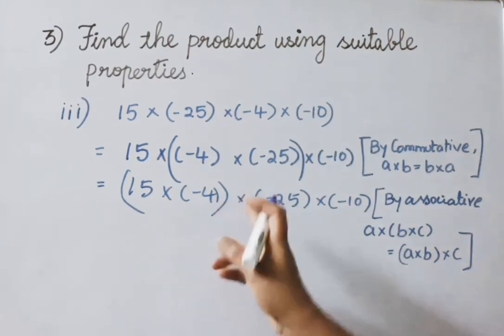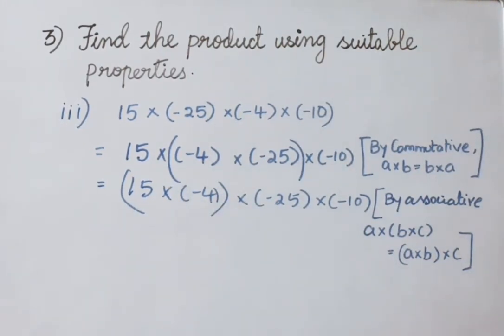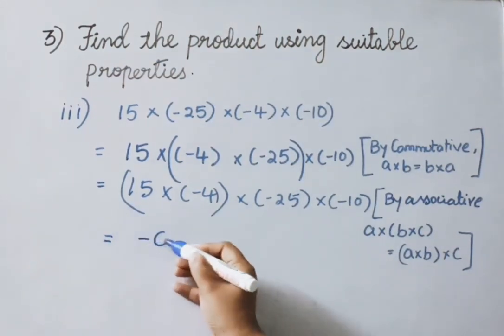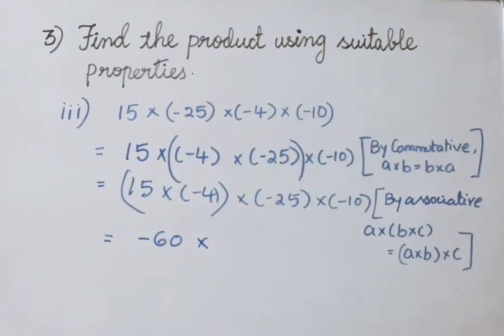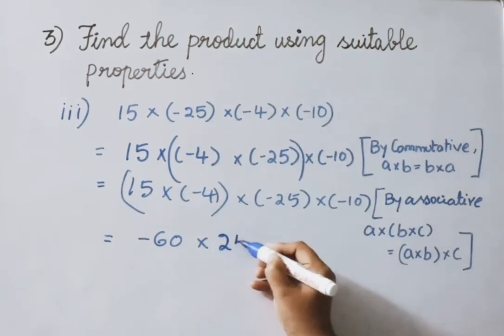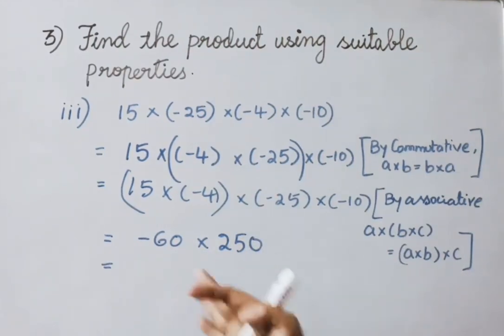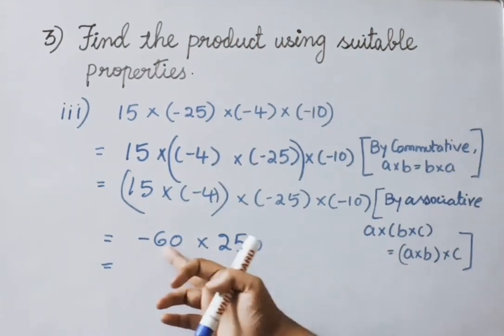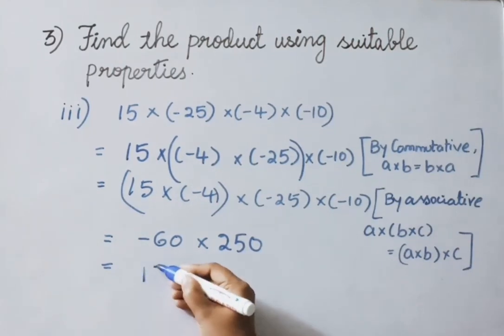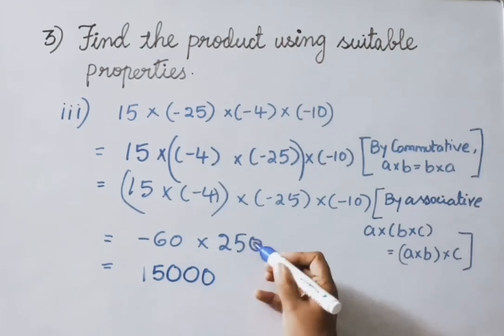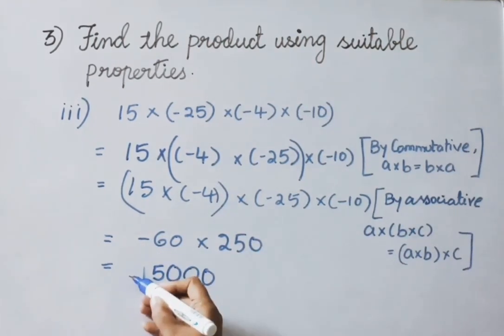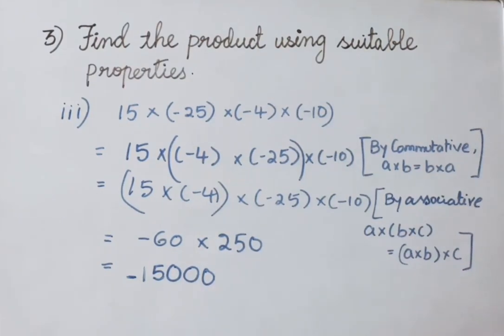Now multiply these both. 15 into minus 4, that is minus 60, into minus 25 into minus 10, we need to multiply. Two negative integers multiplied, we get a positive integer. So 25 tens are 250. Now we need to multiply minus 60 into 250. 25 sixes are 150. Keep these both zeros. So 250 sixties are 15,000. Keep this minus sign. So the answer is minus 15,000.